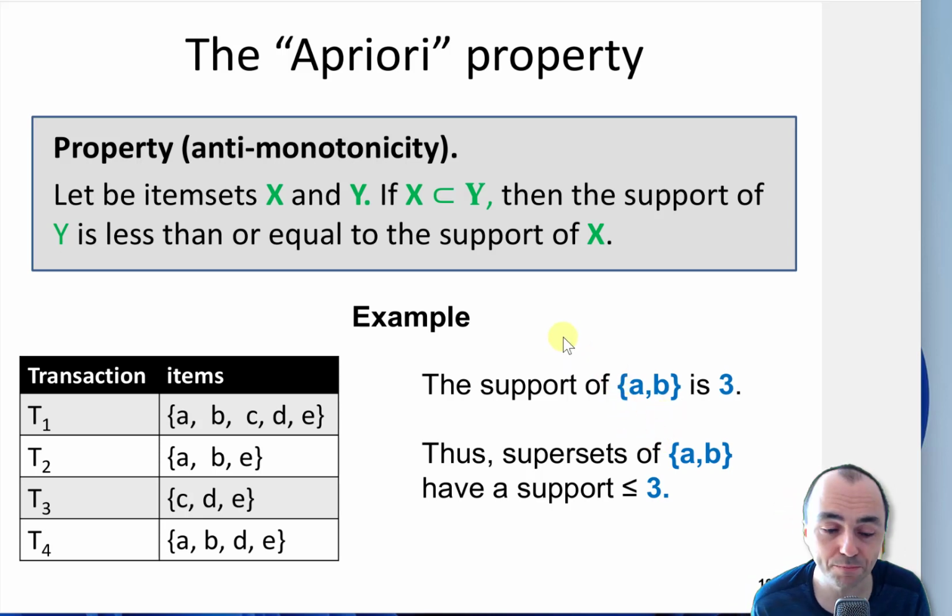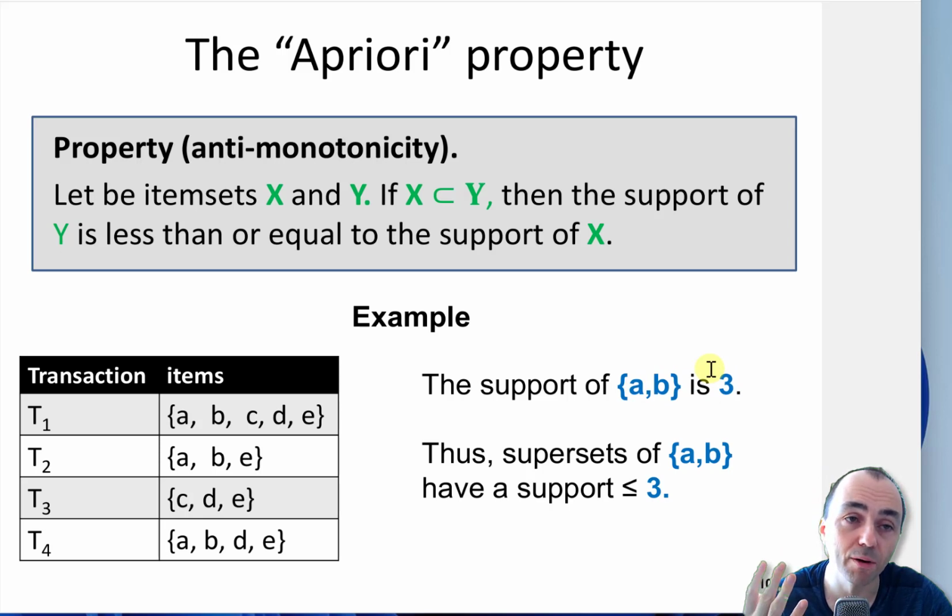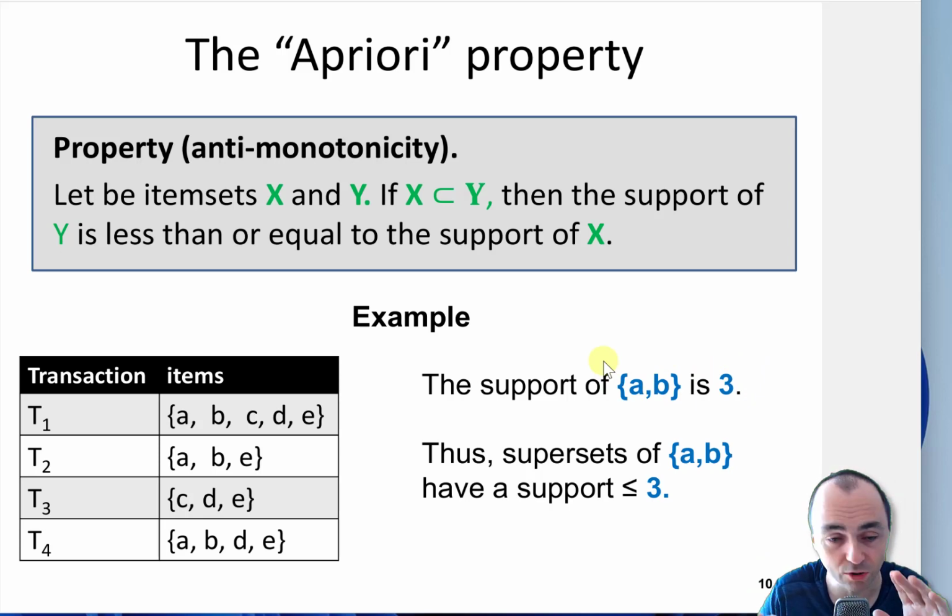This property is very useful to design efficient algorithms, because if you know AB appears 3 times and you want to find the itemsets that appear 4 times, you know that everything that contains AB, you don't need to look at it, like ABC, ABCD, BCDE, and so on. This property is used by all the frequent itemset mining algorithms to save time and find the solution more quickly.